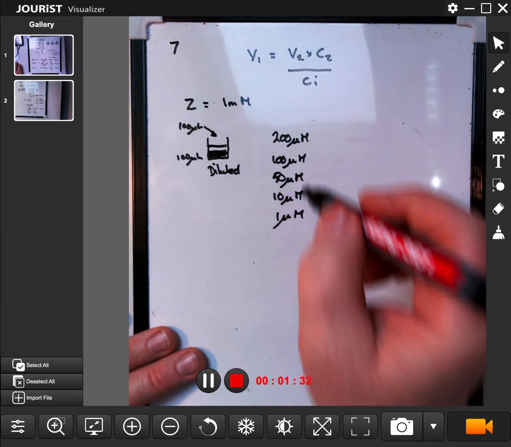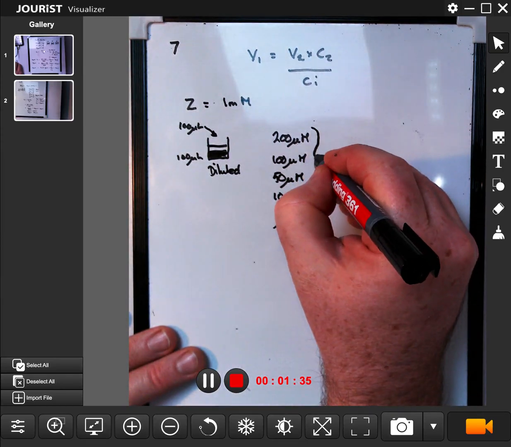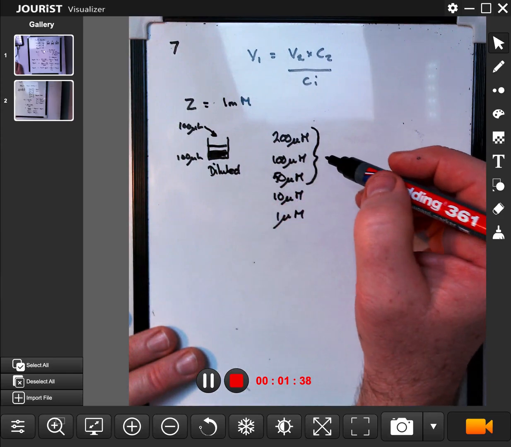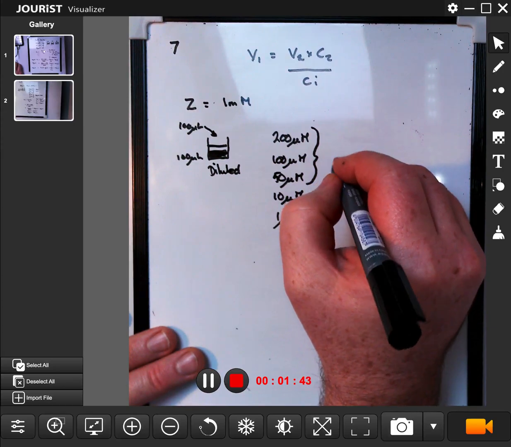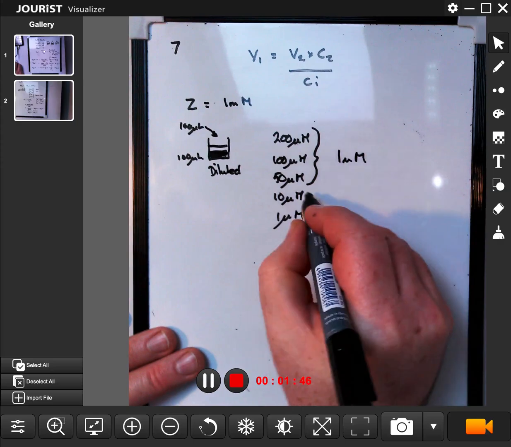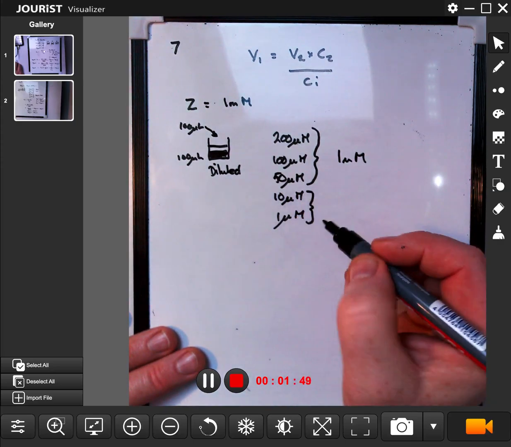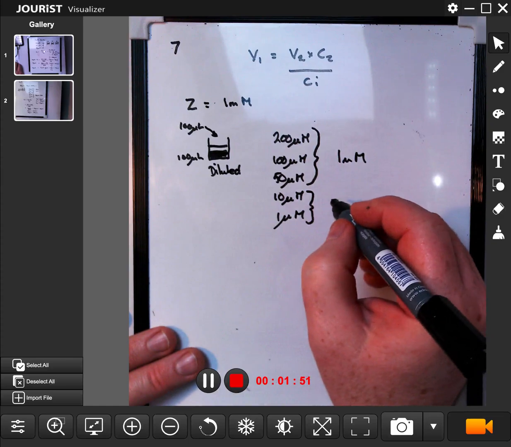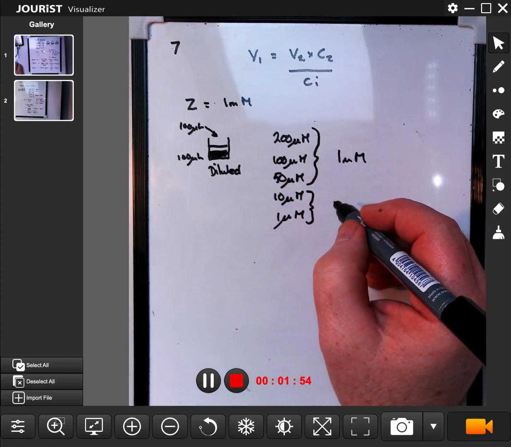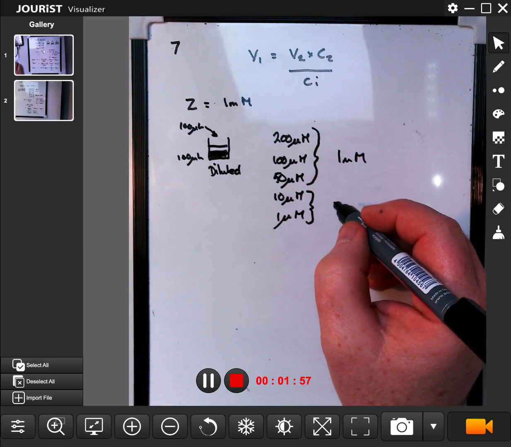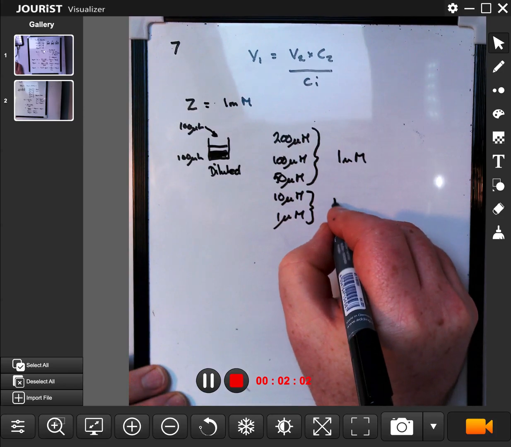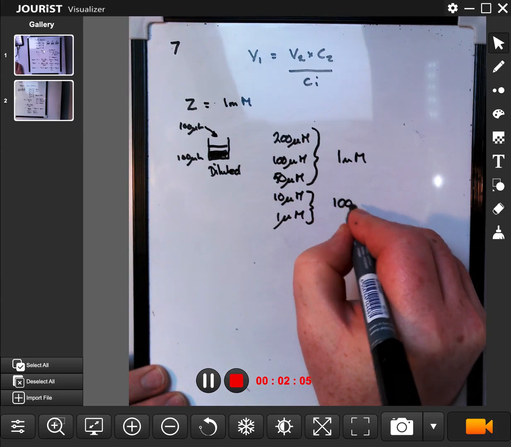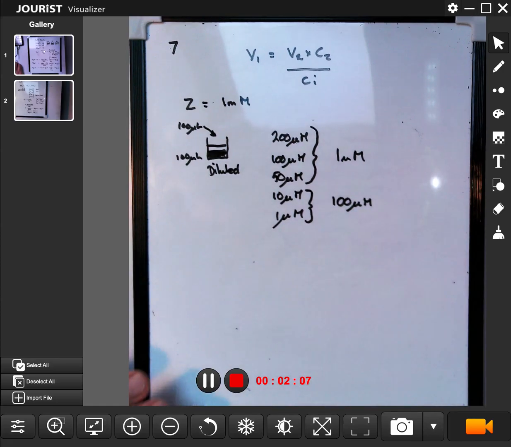Okay, so we know that these three, it says in the question, we're going to be able to make out of the stock solution. The stock solution is 1 millimole, but we're going to need a different stock solution for the others. Okay, now we can make that stock solution. I'm suggesting we make that stock solution out of something like 100 micromoles. Okay, that's our stock solution for that.